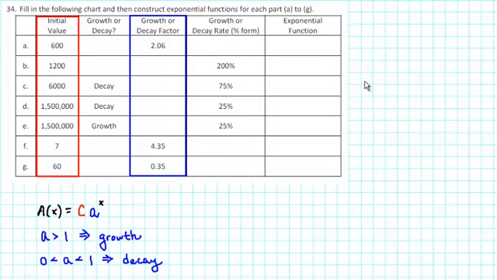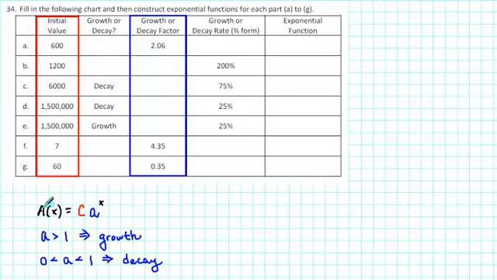Fill in the following chart and then construct exponential functions for each part a to g. In order to create an exponential function, let's recall that an exponential function has the form a of x is equal to c times a to the x, where c is the initial value and a is either the growth or decay factor. If a is a number bigger than 1, then we have exponential growth. If a is a number between 0 and 1, then we have exponential decay.